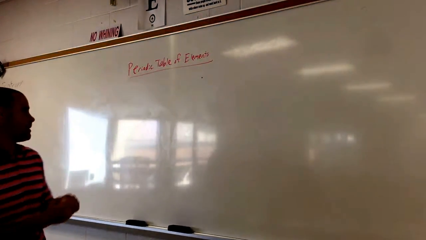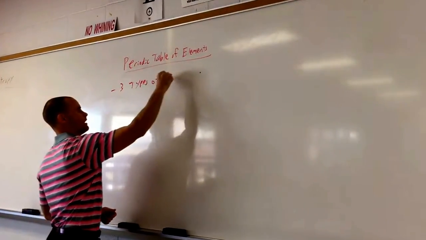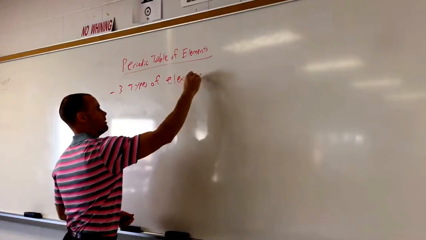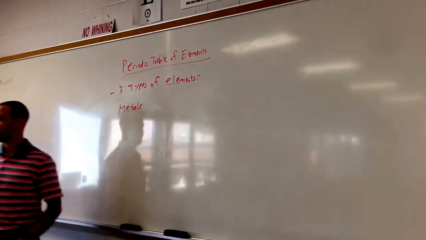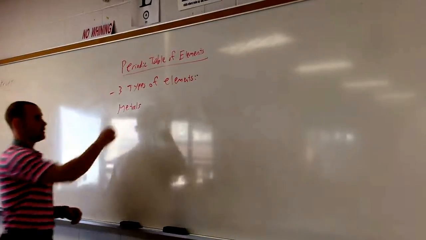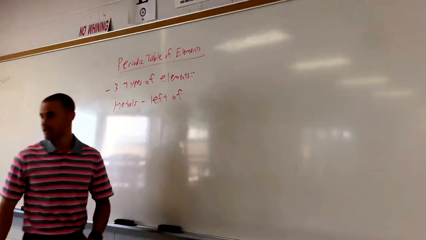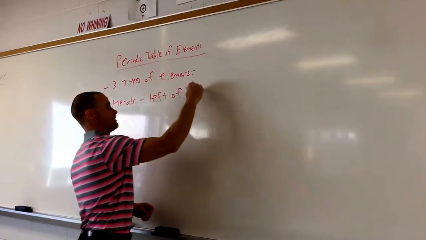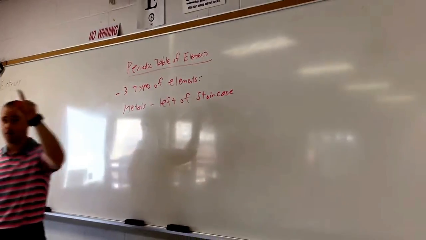So most elements are like that piece of copper. Solids, good. What else? Metals. There's 3 types of elements. Most of them are metals. And where are the metals up there? They're all on the left. Right. Left of what? The staircase. Left of the staircase. Most of them up there are metals.